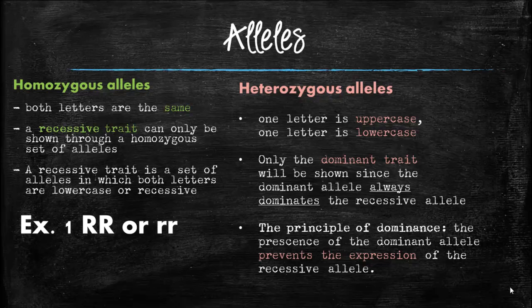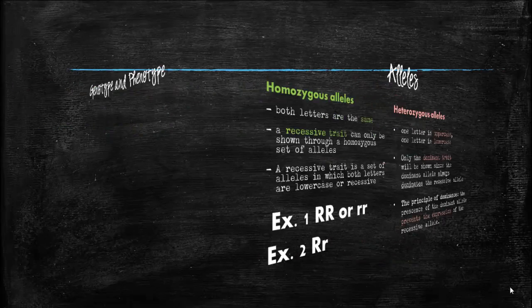In the heterozygous set of alleles, one letter is uppercase and one letter is lowercase. Although the recessive allele is present, only the dominant trait will be shown, since the dominant allele always dominates the recessive allele. This is stated in the principle of dominance, where the presence of the dominant allele prevents the expression of the recessive allele.